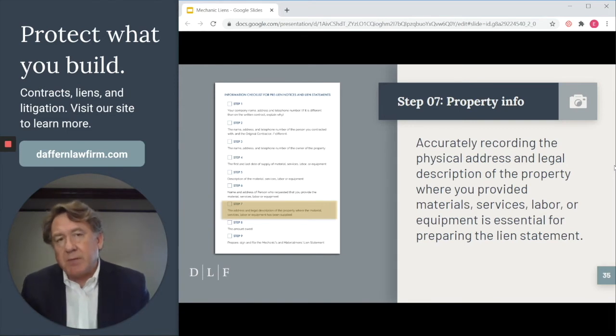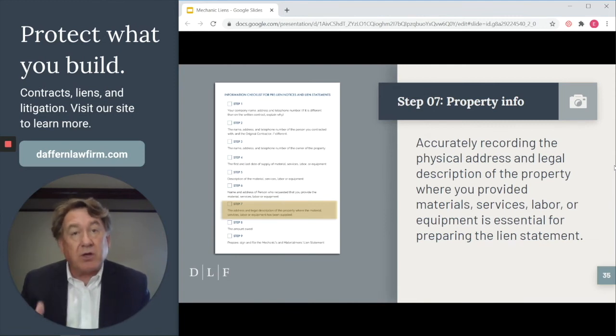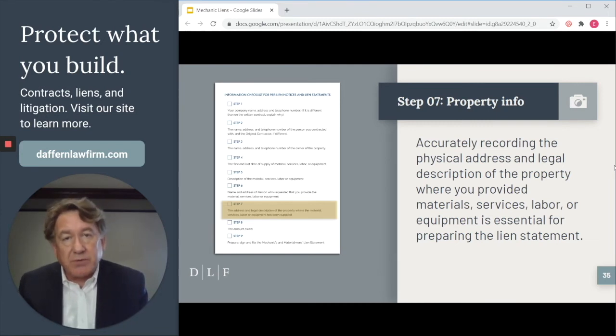So then the question becomes, where do you get this legal description? There's a lot of different ways you can get this. Probably the simplest way is simply to call or go down to your local county clerk's office. Most counties have an area where you can go and look up a copy of the deed that will give you the actual parties, the owners of the property, and the legal description.